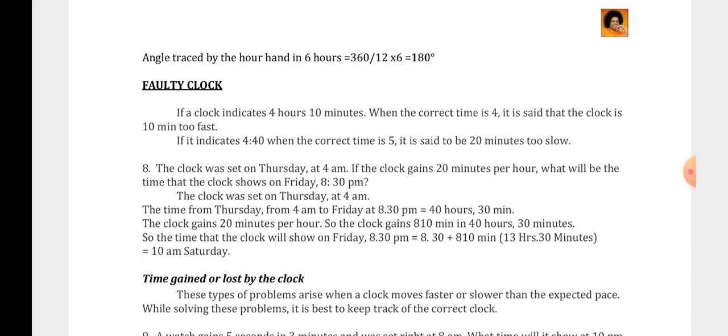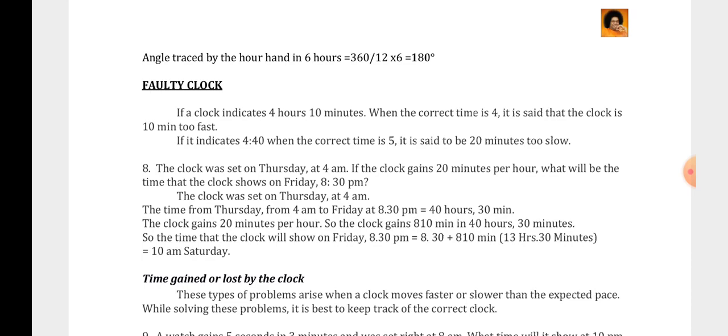If it indicates 4:40 when the correct time is 5, it is said to be 20 minutes too slow. In a faulty clock, if it is 10 minutes fast, daily it will be 10 minutes fast. Suppose it is 20 minutes slow, daily it will be 20 minutes slow. That type of clock is called a faulty clock.